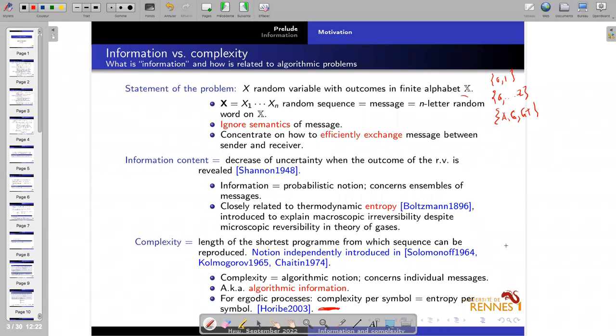So complexity is thought of as being the length of the shortest program from which a sequence can be reproduced. This concerns individual sequences, and it's also known as algorithmic information. Now, what is important is that the two notions of entropy and complexity are closely related, because for some special class of processes called ergodic processes, which I'll explain later in this course, the complexity per symbol is equal to the entropy per symbol. So in fact, these two totally independent notions of complexity and information coincide if you look at long sequences and consider the content of information or complexity per symbol.